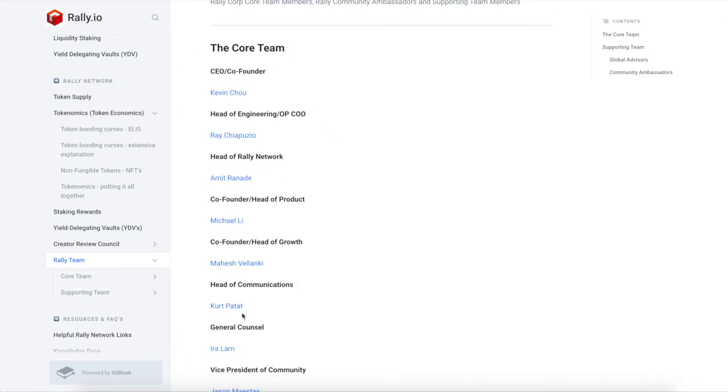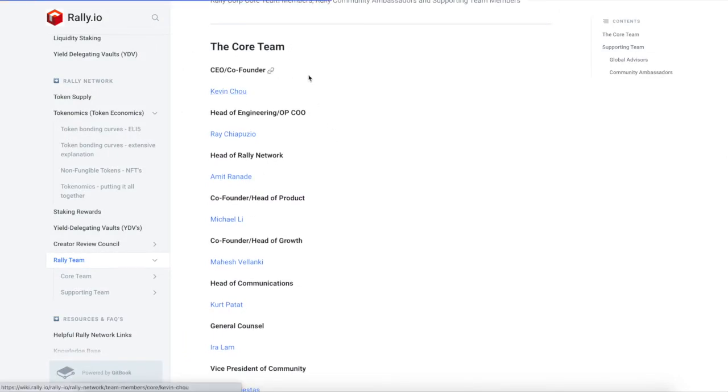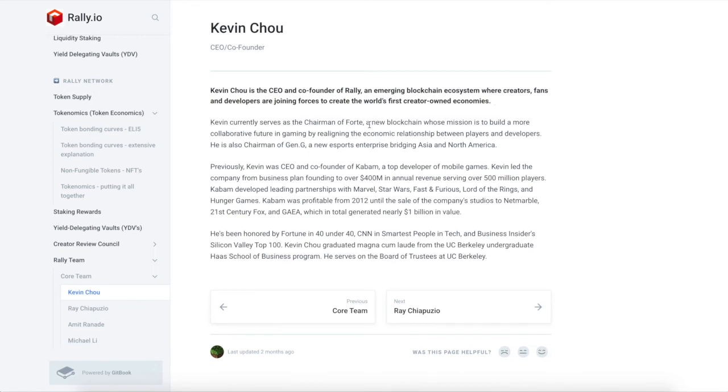Again, here are the guys on the team, if you want to take a look into them. Kevin Chu is the main guy. He's basically the chairman at Fort, a blockchain for gaming, so it's basically helping out with gaming. It's pretty interesting. He actually led the company business plan for over $400 million in annual revenue, serving 500 million players. Pretty massive, guys. Has several partnerships: Marvel, Star Wars, Fast and Furious, The Lord of the Rings, Hunger Games. So this guy knows a bit about what he's doing. Definitely keep him on the radar.